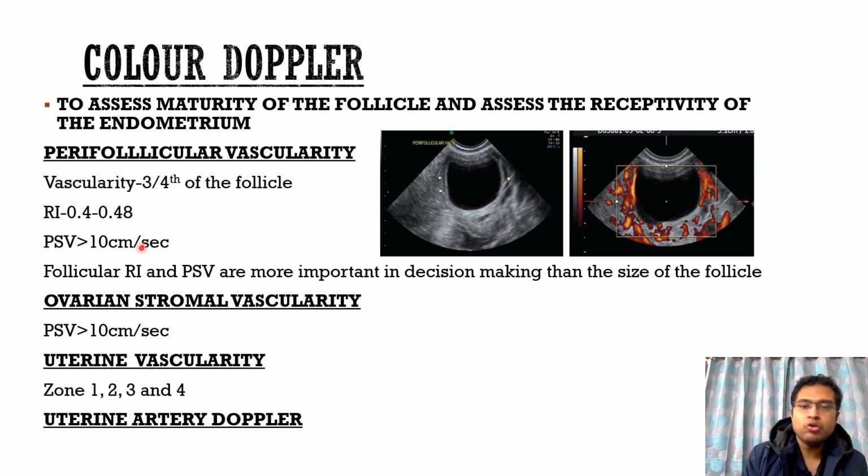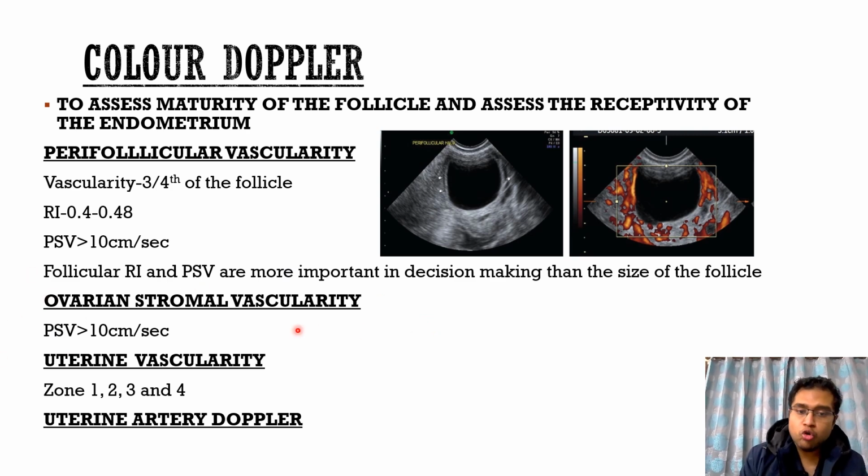To determine when the follicle is about to rupture, that is ovulate, perifollicular vascularity is increased just before ovulation. Increased vascularity is determined by seeing the vessels covering about 3/4 of the follicle. The RI is reduced, in the range of 0.4 to 0.48, and the PSV is increased. Perifollicular PSV is increased more than 10 centimeters per second. Follicular RI and PSV are more important in decision making than the size of the follicle. This is a very important statement. Color Doppler is of utmost importance to determine the time of ovulation.